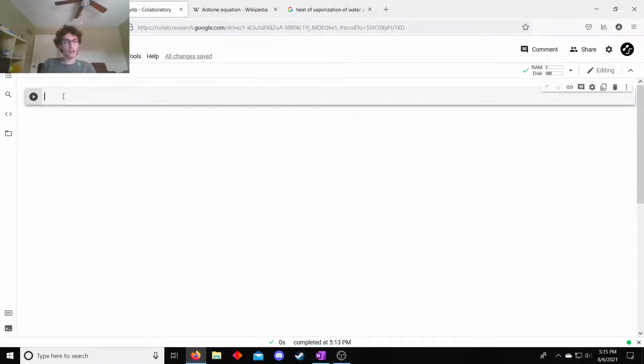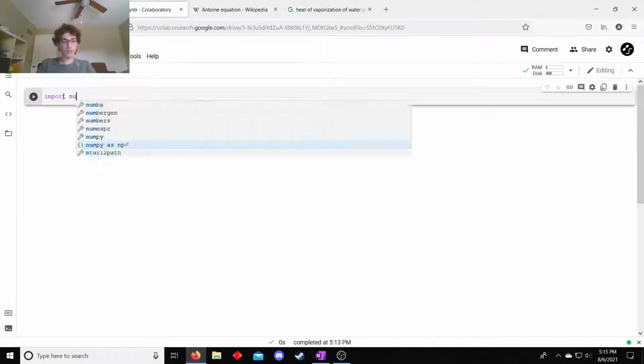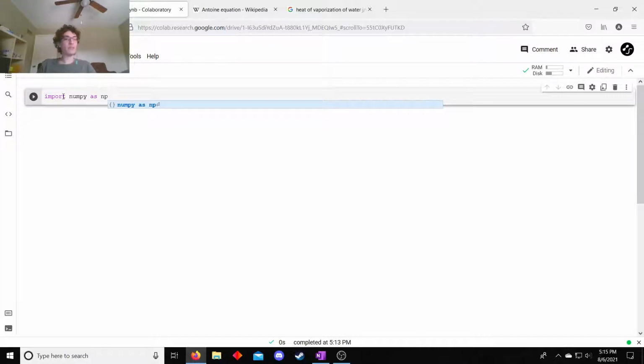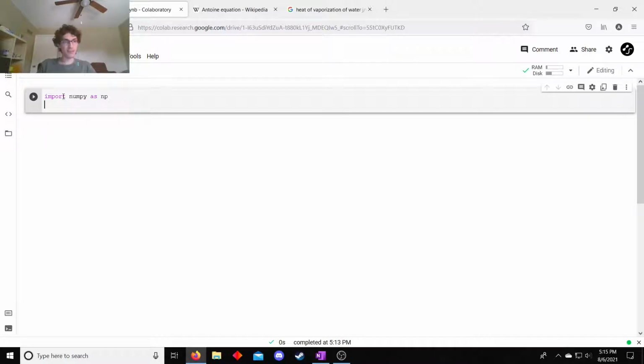Okay, so first thing we want to do is import numpy. We're going to be using some functions from there for numerical stuff. And we want to import a function from SciPy called solve_ivp, and this is going to be from scipy.integrate. So we're going to be importing this function.